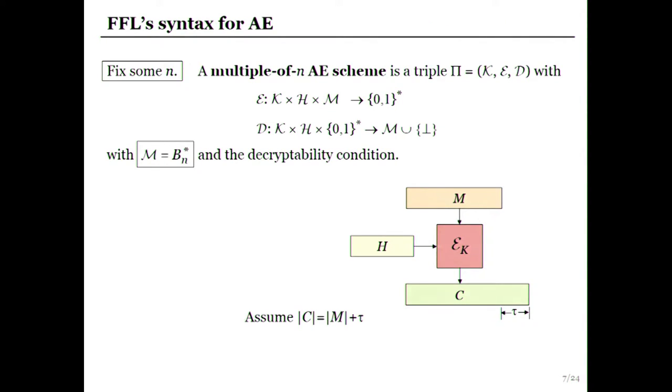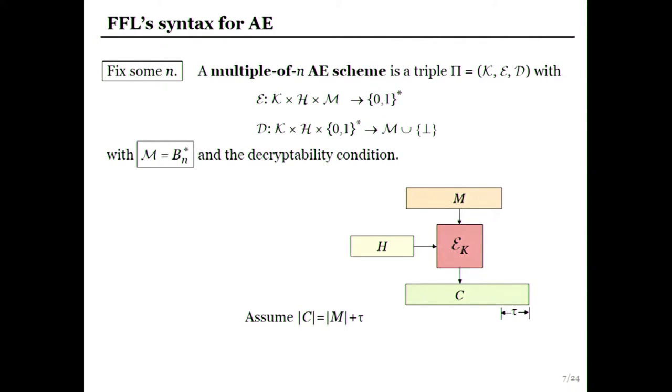So FFL's definition for a secure online AE scheme, the OAE notion, takes on the following syntax. First, the encryption scheme has an additional argument. The header plays the same role as what I called the associated data a moment ago. And when we decrypt, we output either a string M or an indication of invalidity. The definition assumes that the plaintext has a multiple of n bits for some value n.